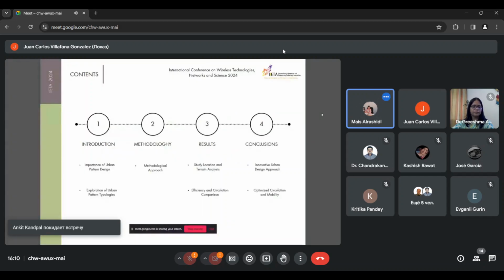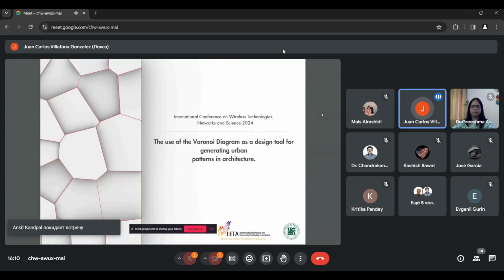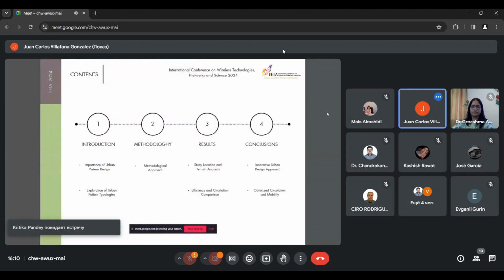You can start now. Okay, this is: I use the Voronoi diagram as a design tool for generating urban patterns in architecture. For the introduction, we have the importance of urban design, pattern design, and exploration of urban pattern topologies. For the methodology approach. For the results, study location and terrain analysis, efficiency and psychology compensation. For the conclusions, innovating urban design approach, and optimizing circulation and mobility.